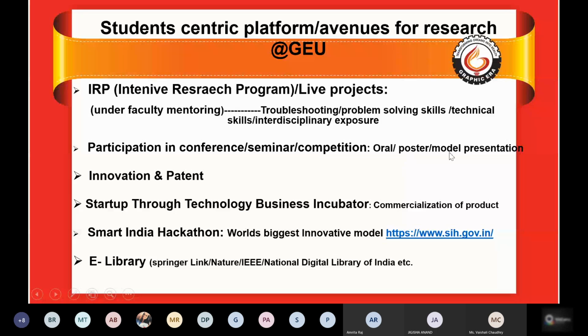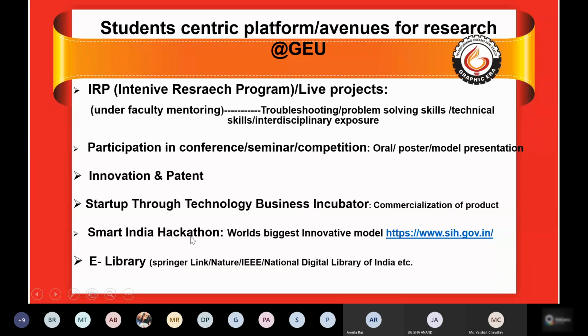Then you are able to innovate and able to understand the patents, how to file a patent, what is a patent, right? Then also we have a TBI, Technology Business Incubator, right, where you can start your startup, and it is basically the commercialization of products. So our university is recognized as a DST approved TBI. We'll discuss later on. Likewise, one of the biggest innovative models is Smart India Hackathon, right?